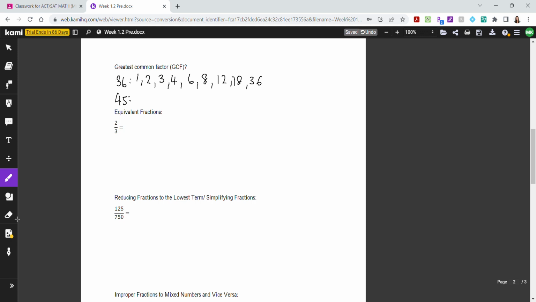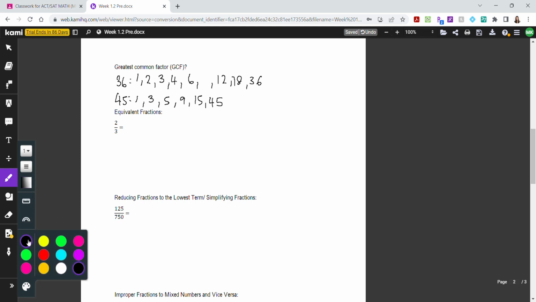So now let's break it down for 45, all of its factors. So we have 1, 3, 5, 9, 15, and 45. Right? I just realized, hold on. This would not be 8. My bad. I had meant to write 9 there. There we go.